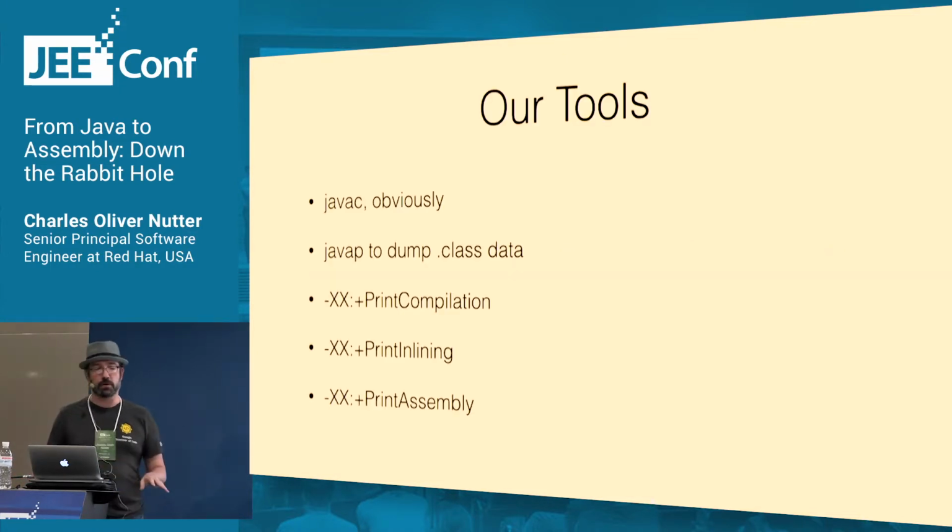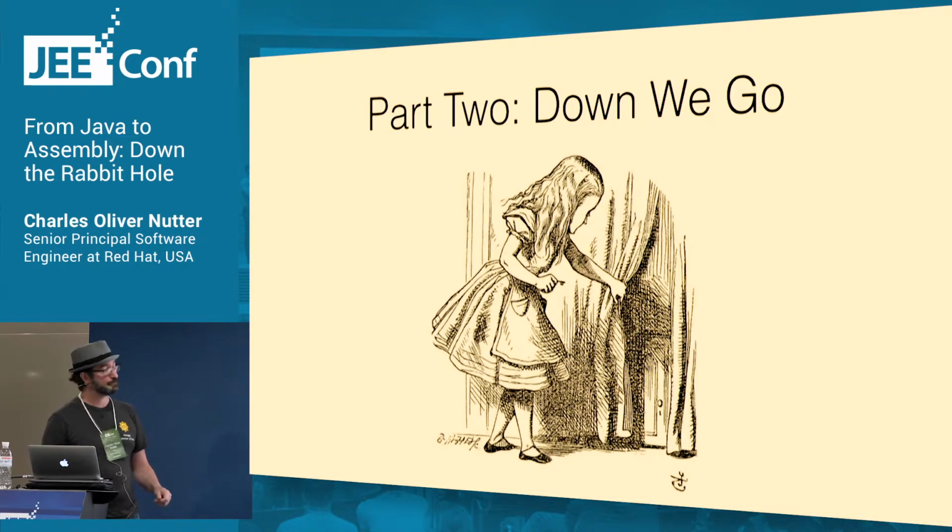Okay, so the tools that we're going to look at today: javac won't be mentioned here, but obviously that's what we use to get our bytecode. The javap tool to dump out class data, so we can see the bytecode that's used. And then a number of flags for monitoring the compilation of our code to make sure it's being turned native, the inlining of code to make sure that the JVM is inlining what it should, and then, yes, actually looking at the assembly code. So down we go.